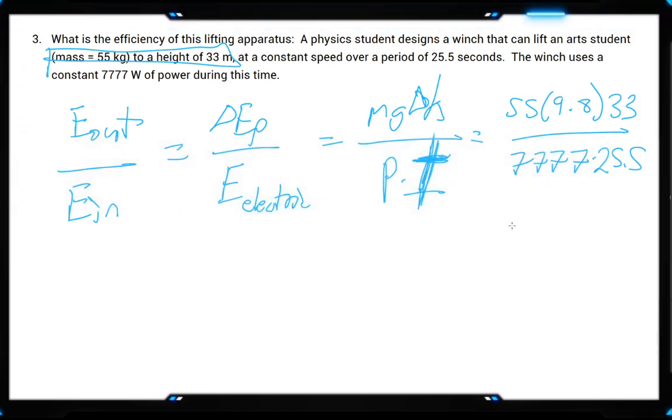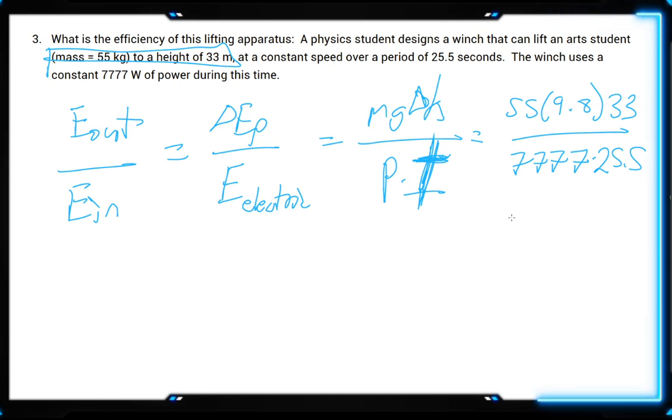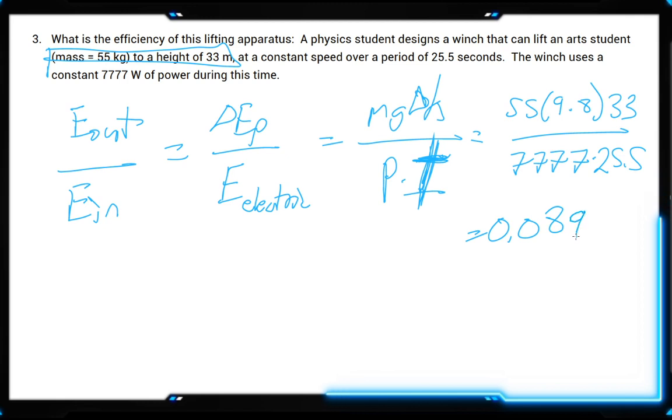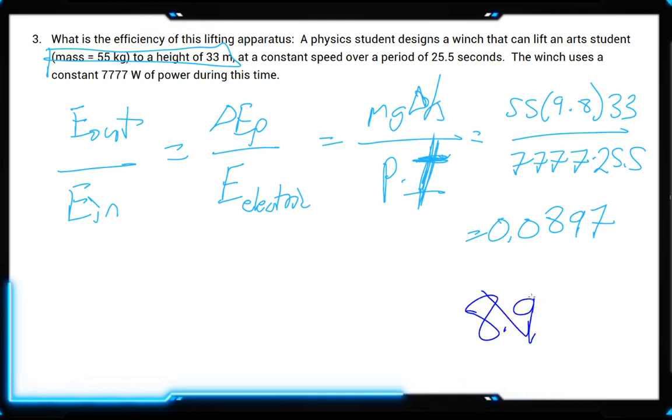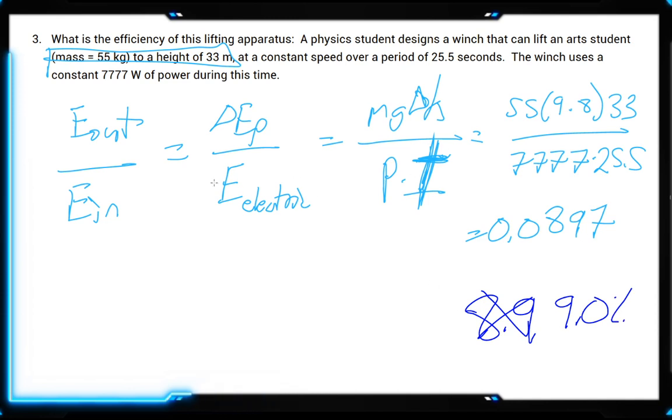So we get an efficiency of that number is 0.0897. So the efficiency, the final answer here, would be 8.9. Oh, no, actually, never mind. 9.0. 9.0% efficient.